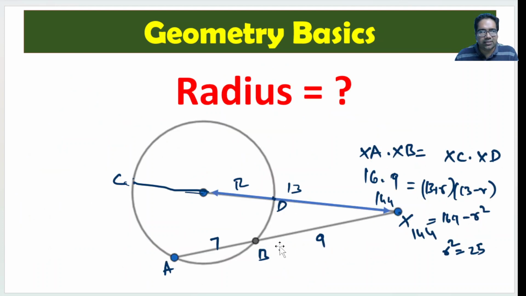XA times XB, because this is one chord and CD is another chord. A diameter is also a chord, just that it is the biggest chord. CD is a chord, so XC times XD.